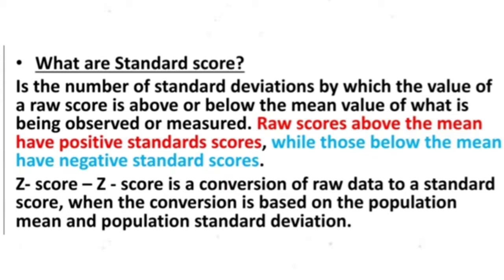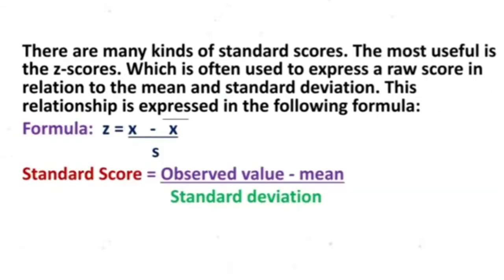Z-score. Z-score is a conversion of raw data to a standard score when the conversion is based on the population mean and population standard deviation. There are many kinds of standard score, but the most useful is the Z-score, which is often used to express a raw score in relation to the mean and standard deviation. This relationship is expressed in the following formula.